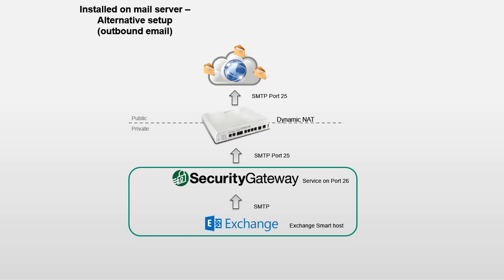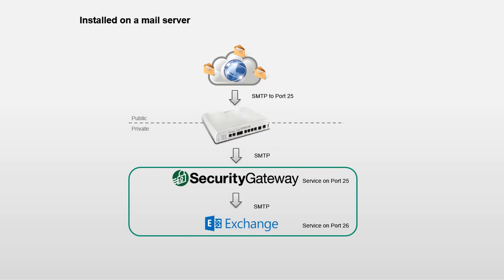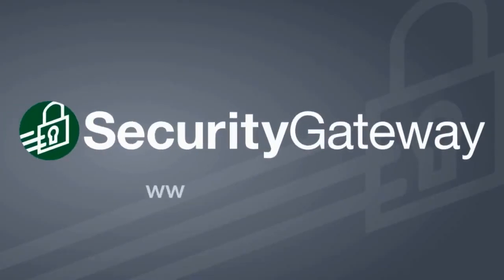So different ways to configure it, but the most straightforward way is to have Security Gateway listening in on port 25 and then have your mail server on port 26 and then have the clients configured to send mail on port 26 accordingly.